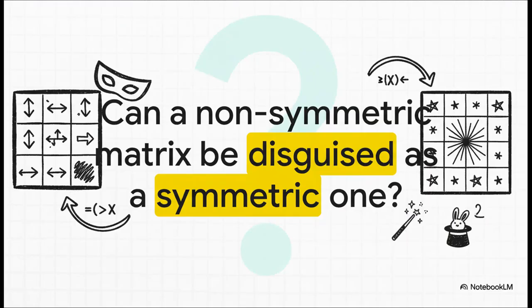And here it is, the central mystery we need to solve. Can you actually take a matrix that is not symmetric, apply a very specific kind of transformation to it, and have it pop out on the other side looking perfectly symmetric? Is this some kind of mathematical magic trick, or is it just flat out impossible?